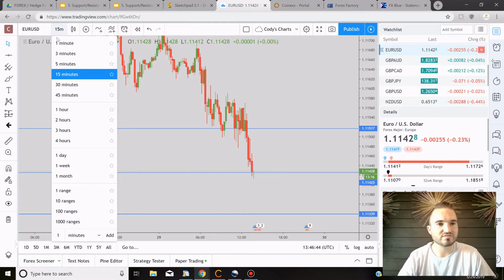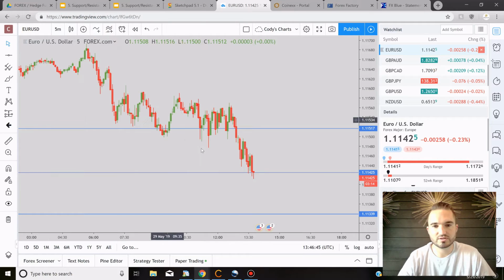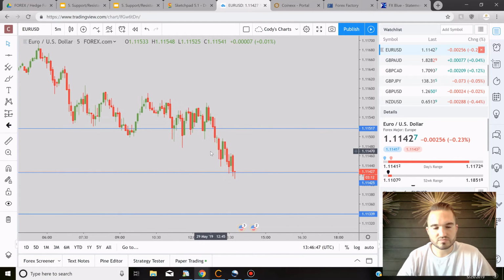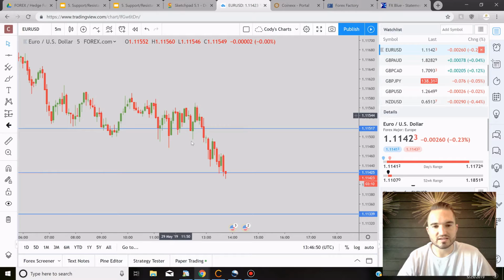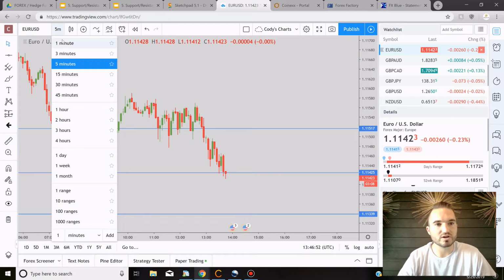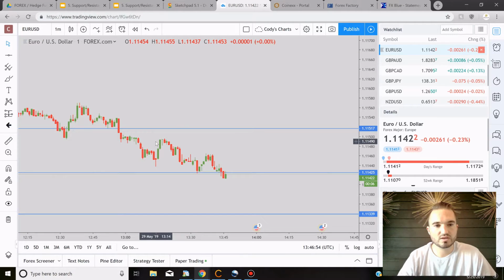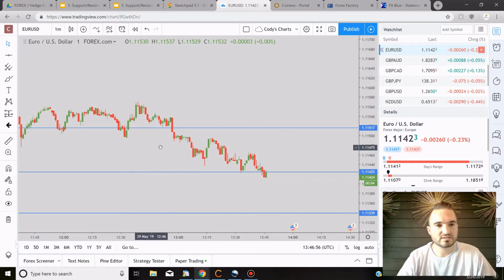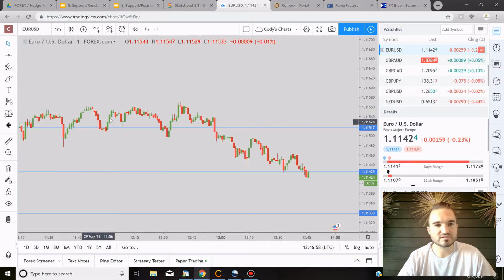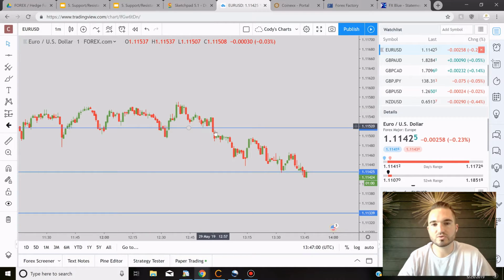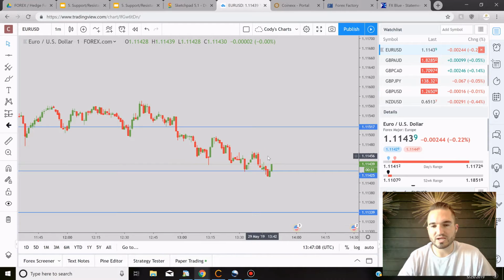So even if I go to the 5-minute chart, it's even easier to see these lines. Or if I even go to the 1-minute chart and go back, see how it plays on these lines. It wants to go through, goes through, and then it stays within this channel. And right now it's debating what it wants to do. So it's going back up.